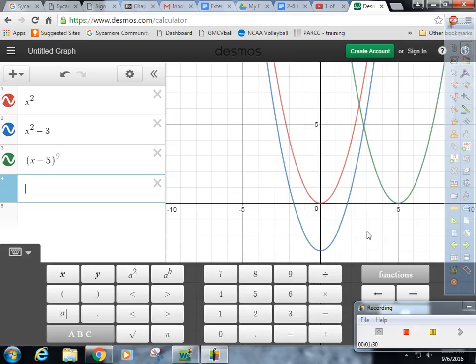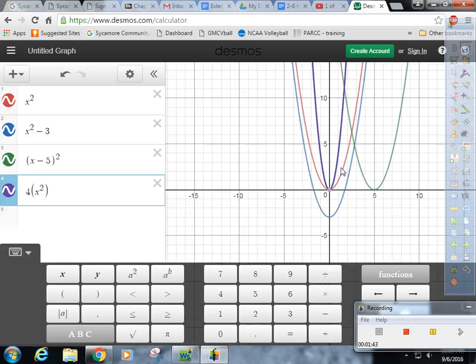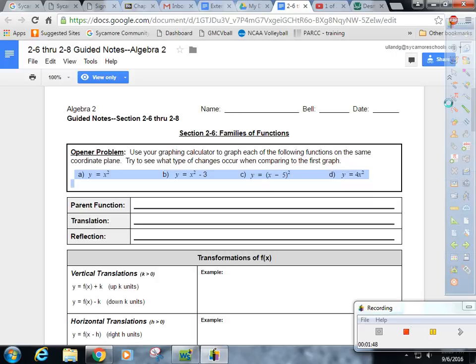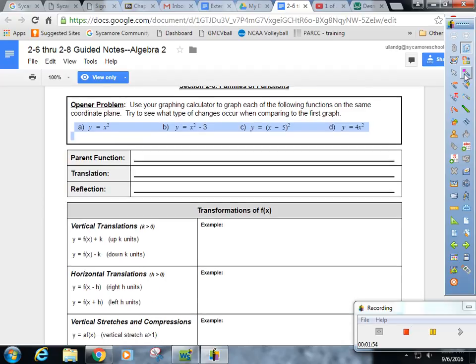And if we called it 4 times x squared, notice that that purple one is what we would consider thinner, or it's getting bigger faster than the red one. So that brings us to filling in this sheet, okay? And under translation, you could simply write a shift vertically or horizontally. Under reflection, you could write a flip. Okay? The parent function, you don't really need to write anything for my class.